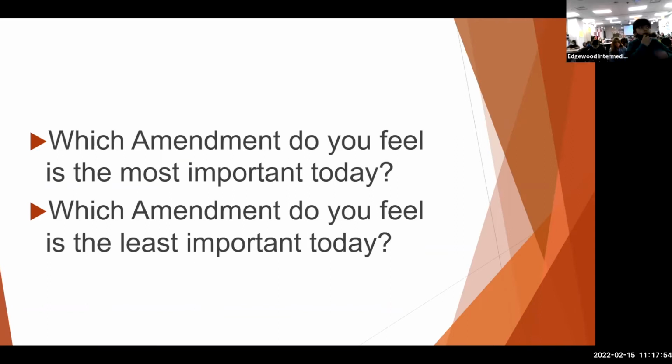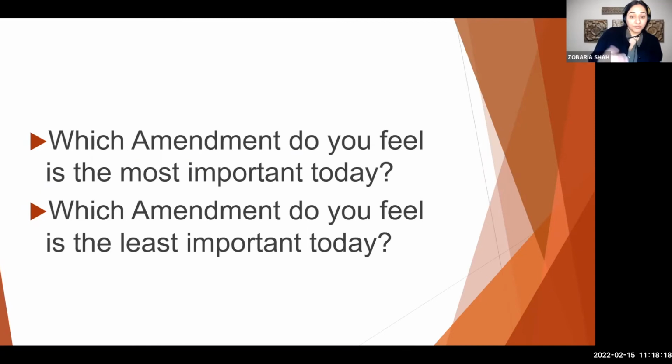First, Second Amendment is most useful because then if there isn't a Second Amendment, then people can just shoot each other, and then there'll be lots of murder. And Third Amendment is the least. Thank you so much for that feedback, Edgewood.